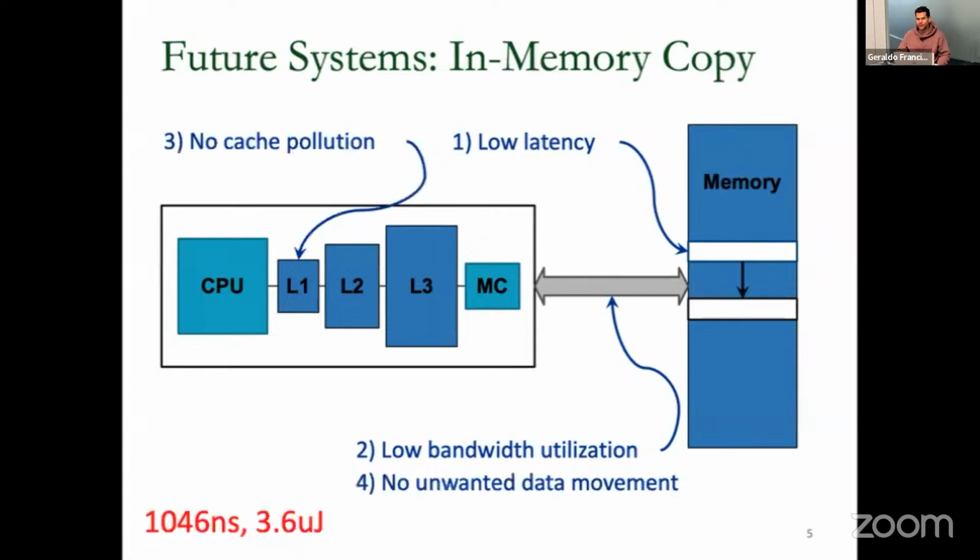And if you do the operation like that in memory, we can reduce the latency of these 4 kilobyte copies from 1046 nanoseconds to 90 nanoseconds, and the energy consumption from 3.6 microjoules to 0.04 microjoules. So it's much significantly cheaper both in terms of performance and also in terms of energy efficiency.